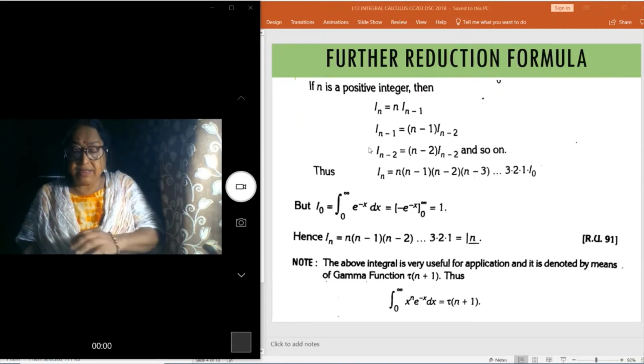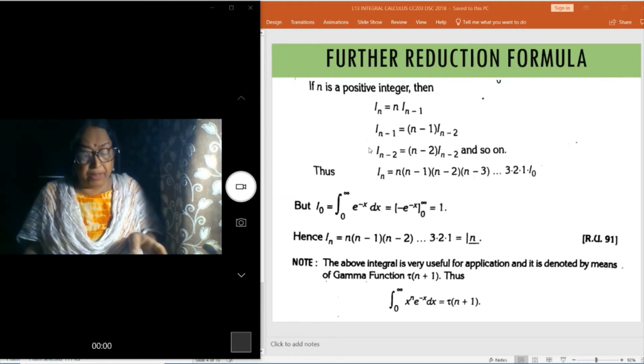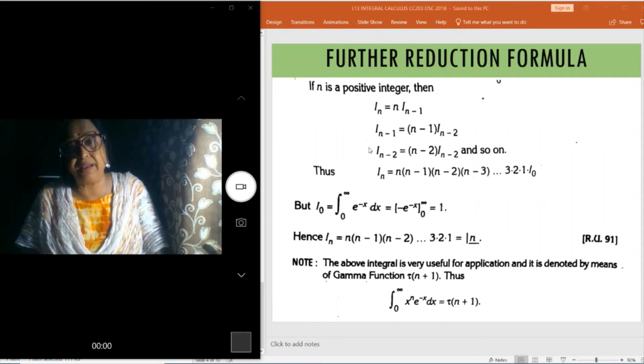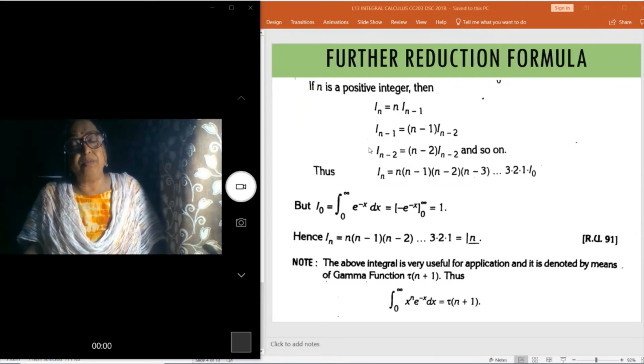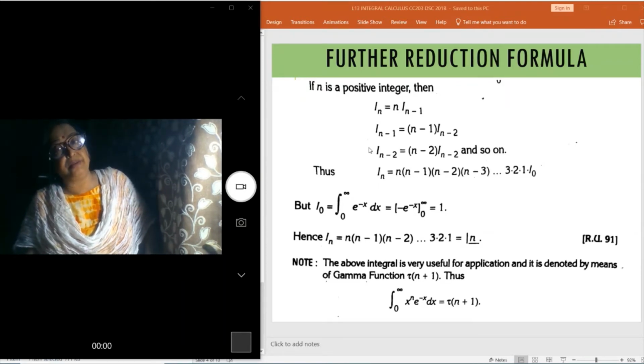Again, see it: e to the power minus x into x to the power, if it is x to the power n minus 1, then in that case it is the formula for the gamma distribution.